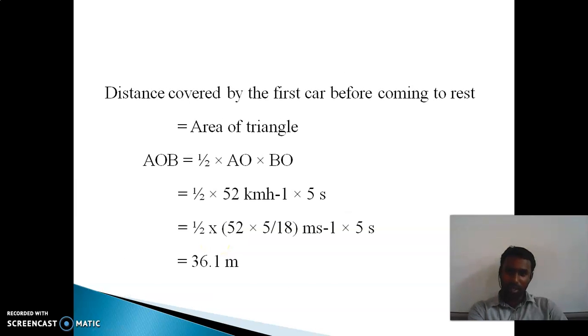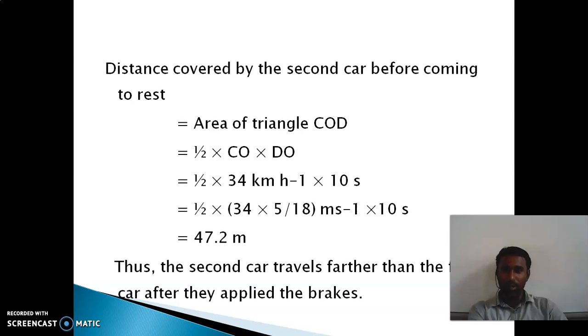So just see there: in the first case 36.1 meter and in the second case 47.2 meter. That's the second car. Now you can say which car covers the maximum distance after applying the brake. 47.2 meter is the maximum value, a greater value than 36.1 meter. So the second car travels further than the first car after they applied the brakes. I think you understood.